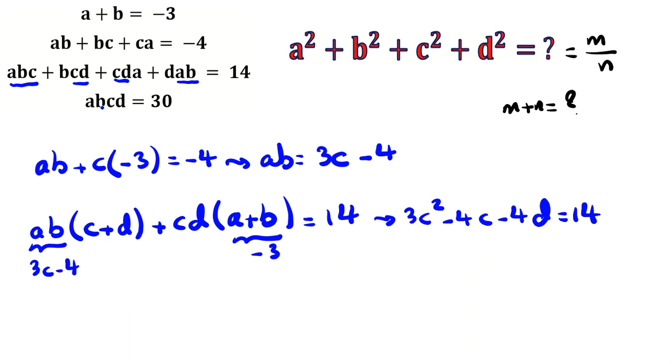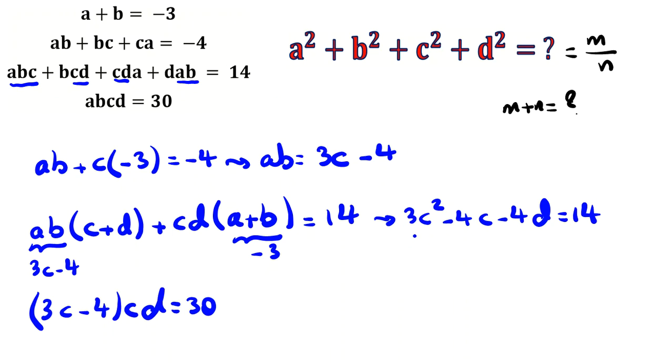Now we want to use the fourth equation. We know ab, we replace it here with 3c minus 4, so 3c minus 4 times cd equals 30. So here, look, we have two equations. We want to get rid of one variable. We can find d in terms of c or c in terms of d. For example, you can find d in terms of c and replace it here.